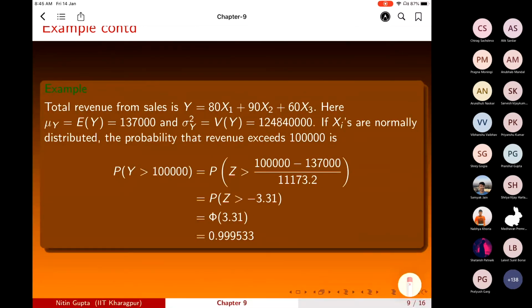Okay, so in the same fashion, you can find out the total revenue for sales.